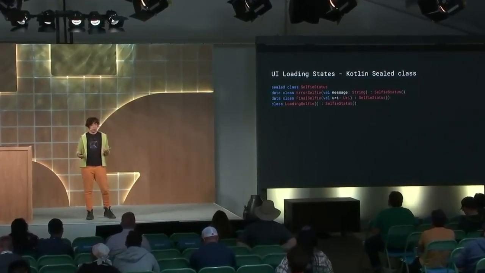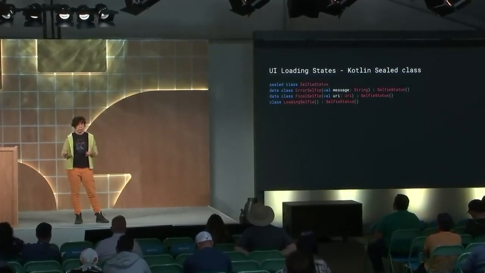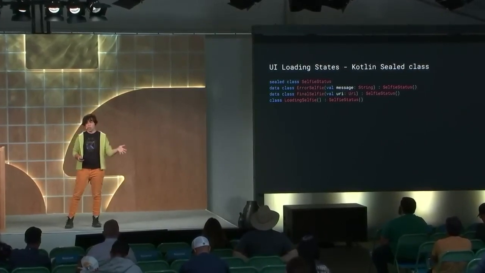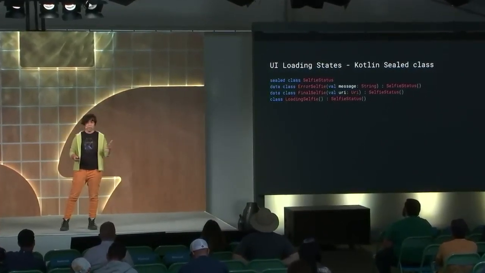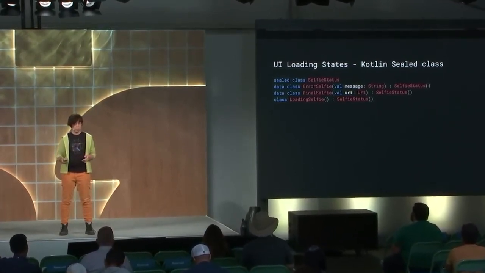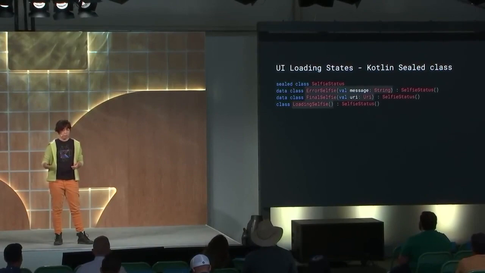I'm going to make another sealed class for selfie status. And this is what actually goes back to the UI. These are the different states that the app could be in. Either it is actively loading up, waiting for Firebase to give it back a selfie, either it's errored out, or we have our final selfie. And this is ultimately what I want to expose back to the UI.